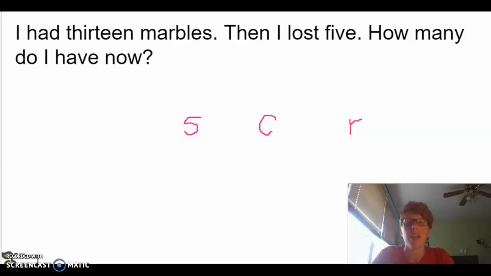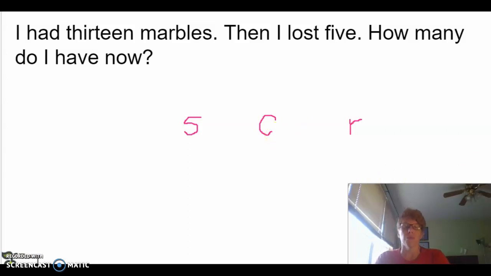So let's read it. It said, I had 13 marbles, then I lost 5. How many do I have now? Now I want to point out to you, I am not asking you to solve this problem. I am just asking for an equation. What math sentence can I use to help me solve this problem? That's our goal today. Not finding the answer. It is finding the math sentence or the equation. That is just as important as trying to find the answer.